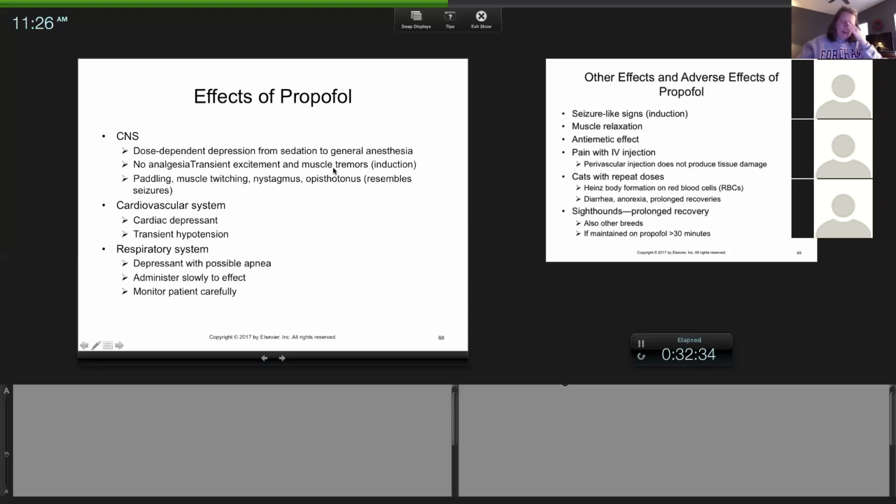Now, something that I'll explain: you can even get paddling and muscle twitching. Sometimes people think this is a seizure. Technically, this drug should stop a seizure. I'm not saying an animal can't have a seizure on induction. That's rare, and it's rare when you use this drug. But if they don't give enough or they give it too slow, you'll see this paddling and twitching, and sometimes people interpret it as a seizure.